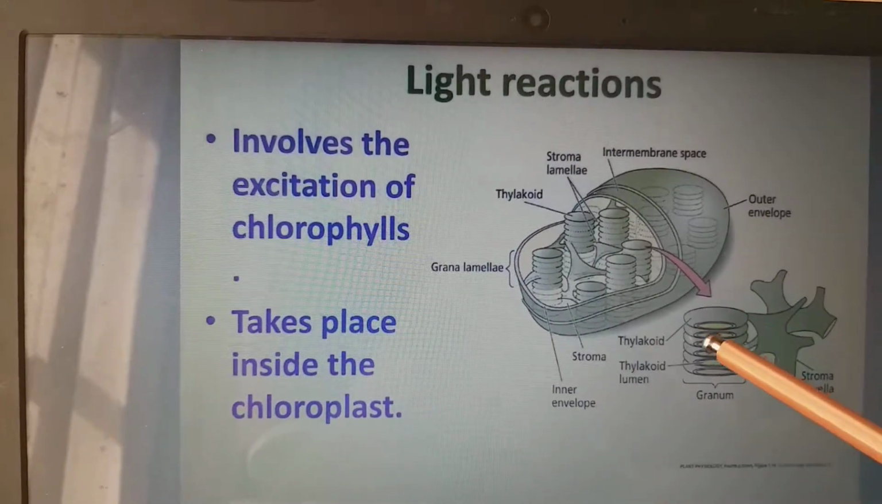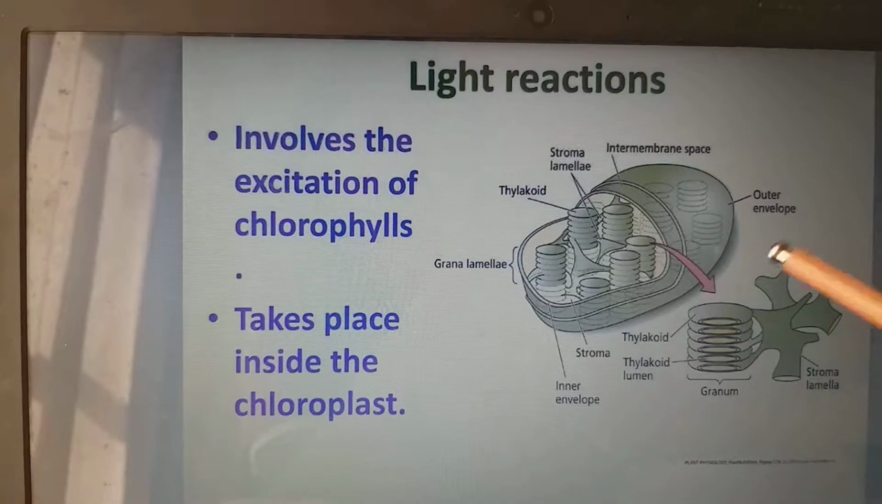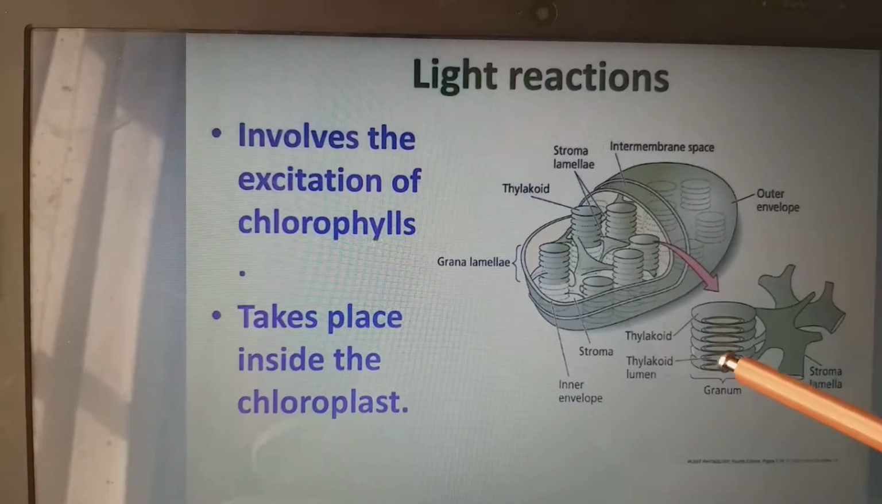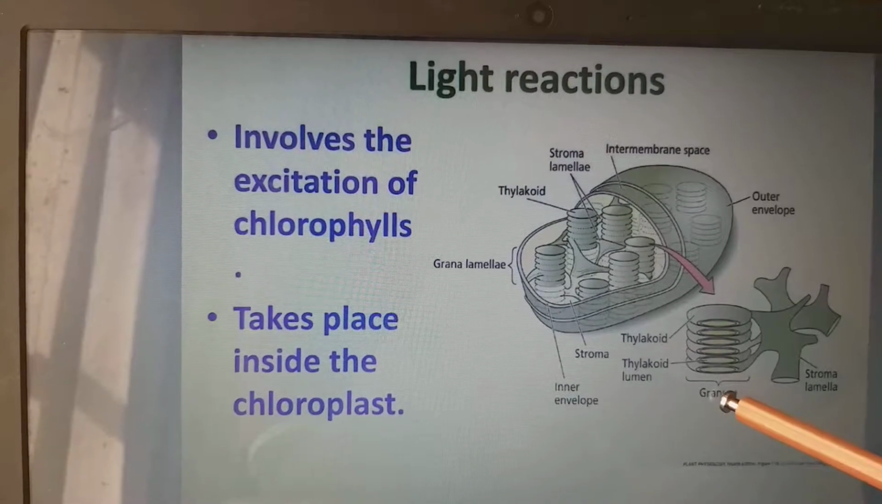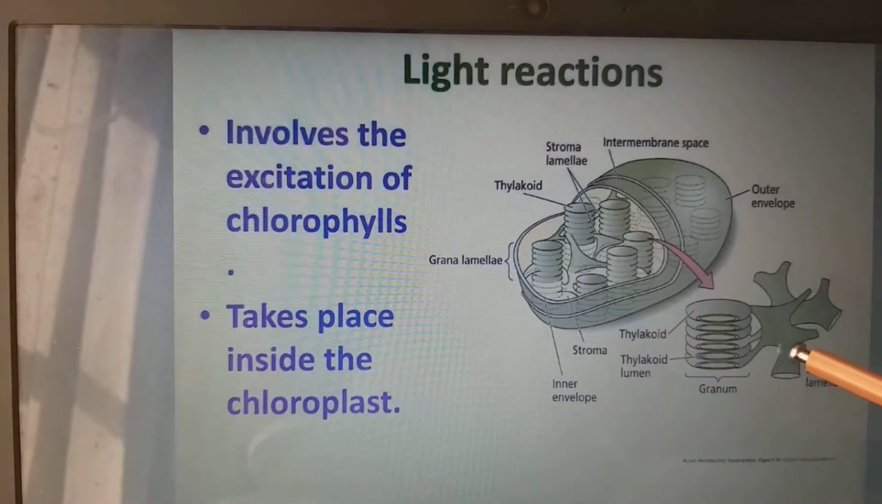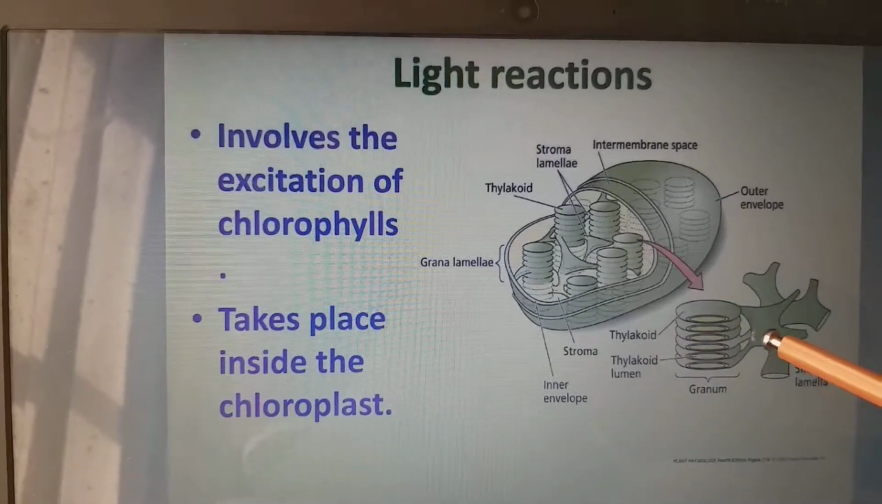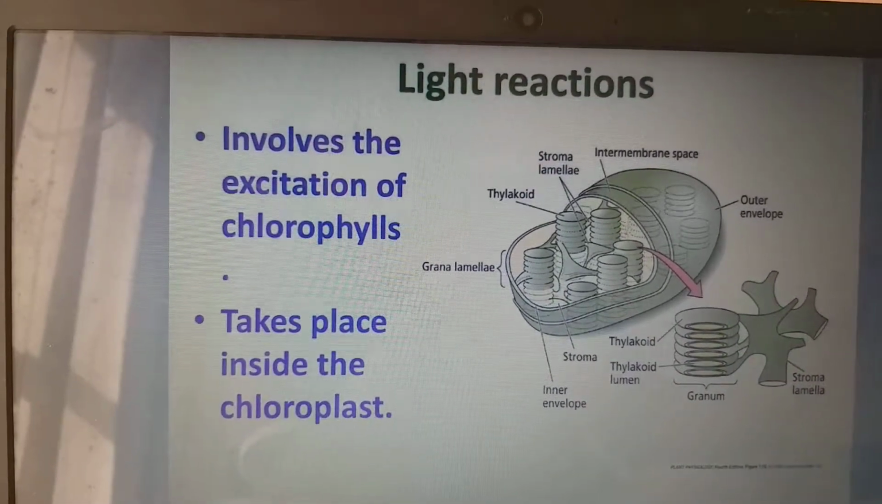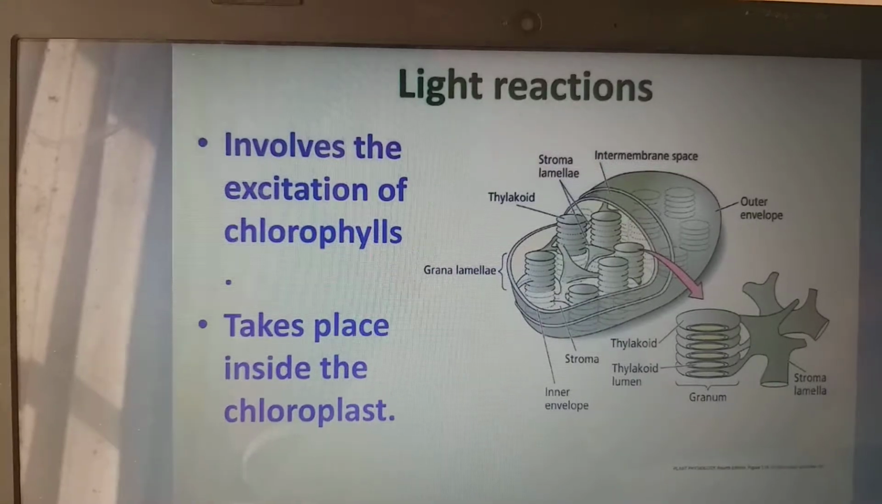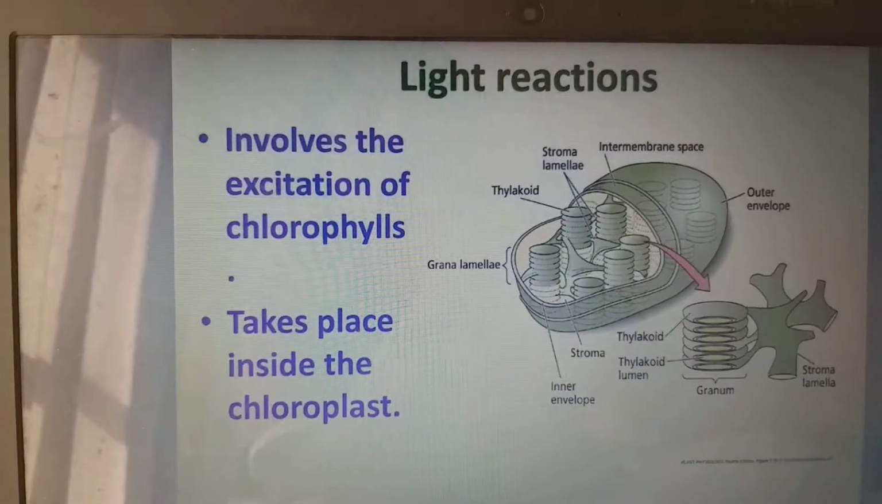And if you cut this thylakoid, you will have a lumen, meaning empty space. So that we call the thylakoid lumen. This whole stack of coins we call a granum, and this is the stroma lamella. Lamella is the connection from one granum to another granum. So we have to know the basic structure of the chloroplast, then the light reactions will become very easy.